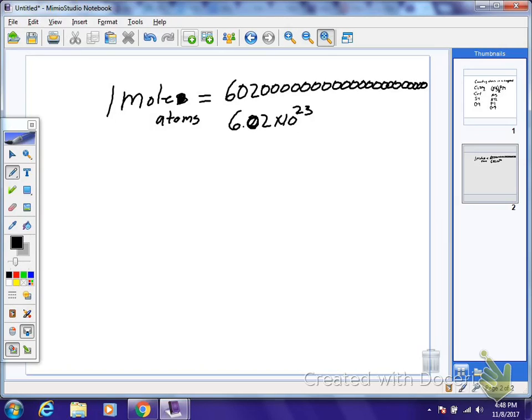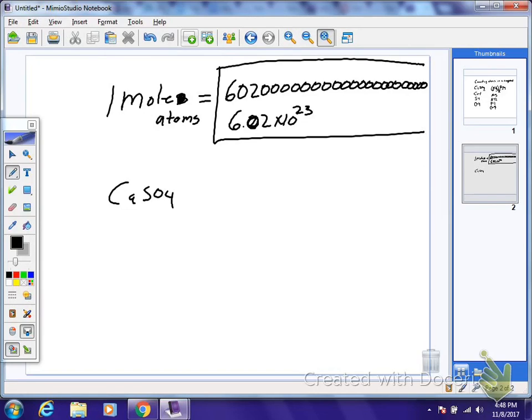But we will not use this number other than to refer to it from time to time as what 1 mole is equal to. So in our previous example, we had CaSO4. Now if I have 1 mole of CaSO4, then we count the moles the same as we do the atoms. If you remember, we had calcium, sulfur, and oxygen. Calcium is 1. Now, since I have 1 mole of this whole compound, that means I've got 1 mole of calcium instead of an atom.